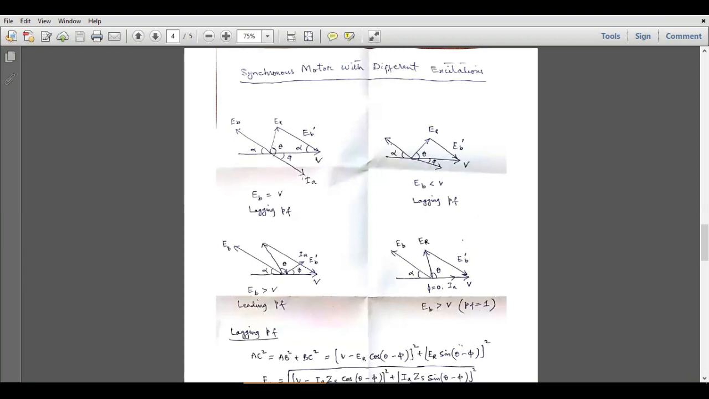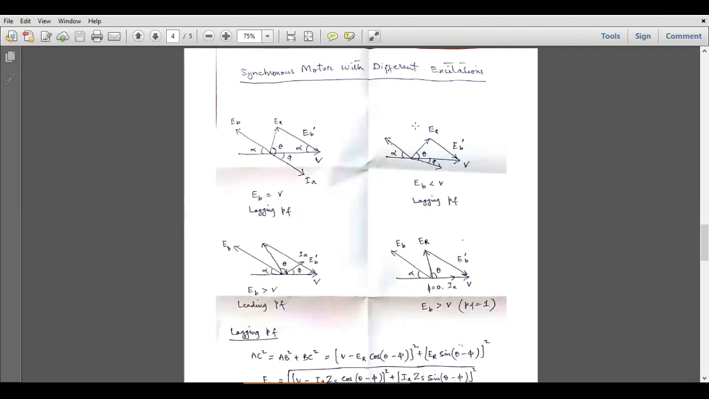So this is the orientation of this armature current vector, and here we can see this armature current is lagging behind this voltage vector by the angle phi. So we have obtained a lagging power factor in this case when we have such an excitation to result in back EMF equal to the applied voltage.